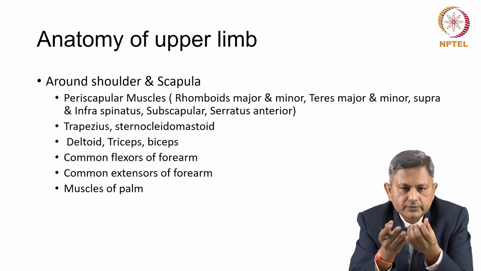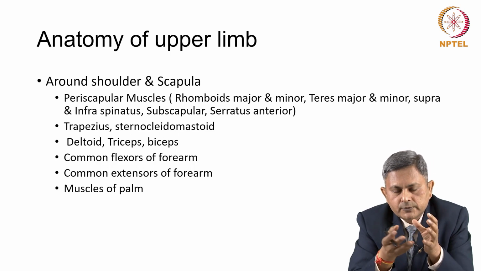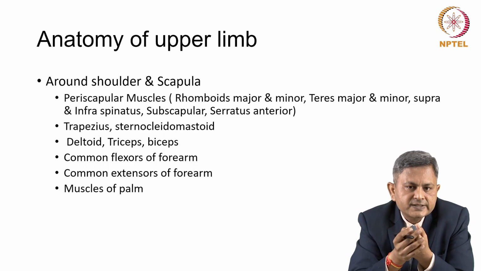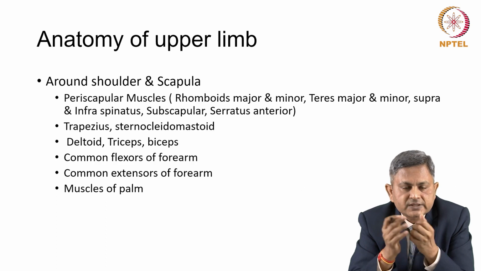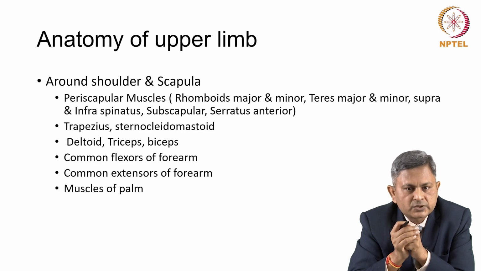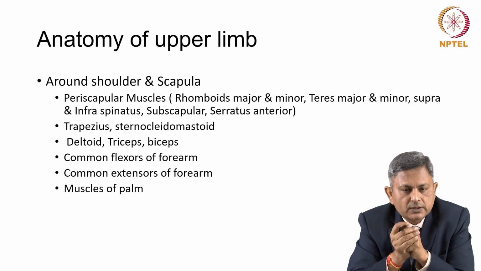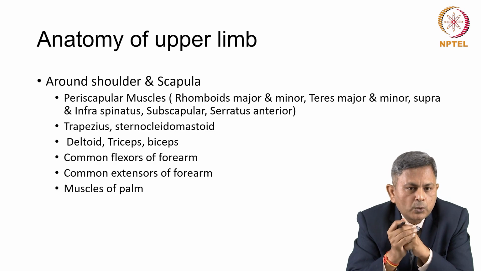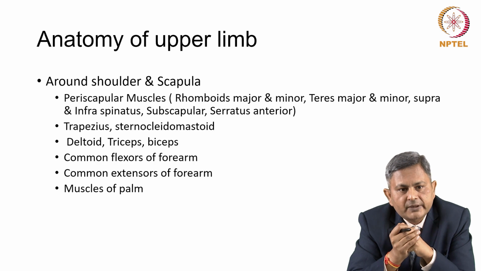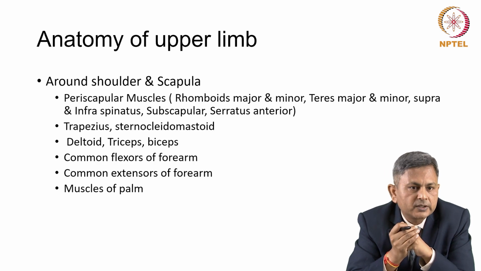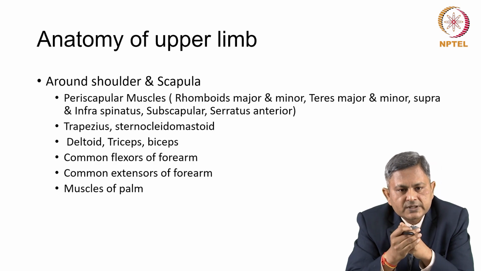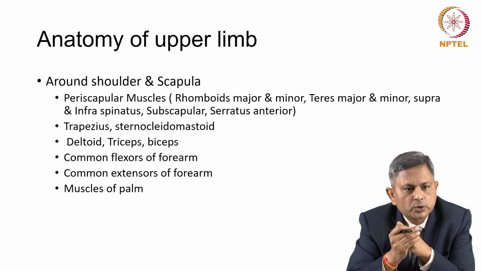arm, that is the humerus, in the shoulder girdle, it stabilizes the arm, as the deltoid is a very powerful muscle. So these small muscles have a very big role in the stability of the shoulder joint. Now, trapezius and sternocleidomastoid, these two muscles are helping muscles for the stability of the shoulder joint.